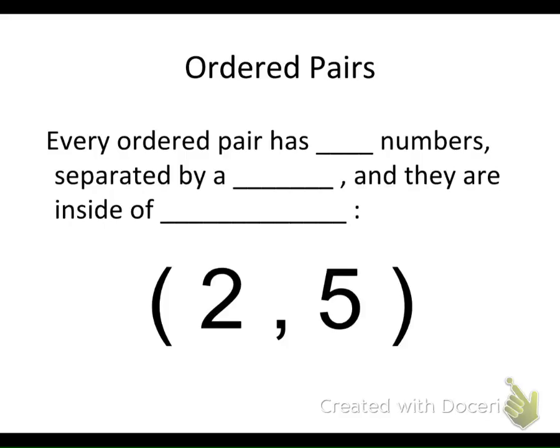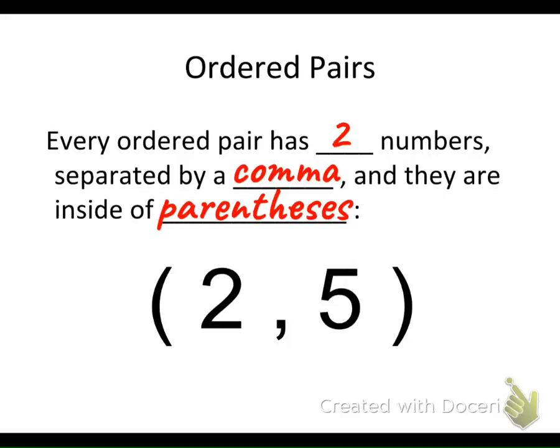So when you go into graphing, you have ordered pairs. Every ordered pair has how many numbers? Two numbers. They're separated by a comma, and then they're inside of parentheses. So if you write me a set of ordered pairs and you don't put parentheses around that ordered pair, then it's not considered an ordered pair.